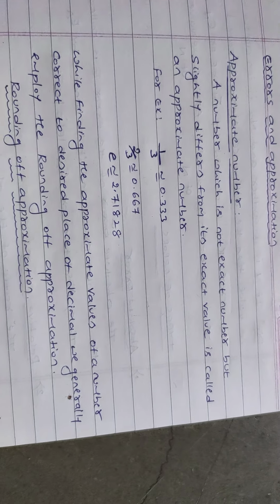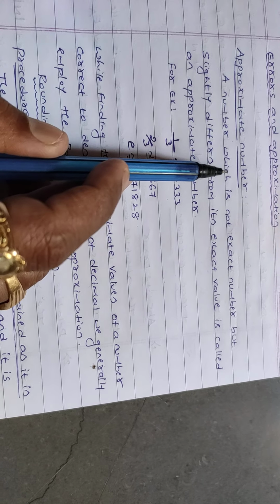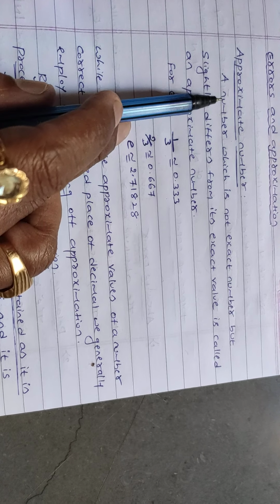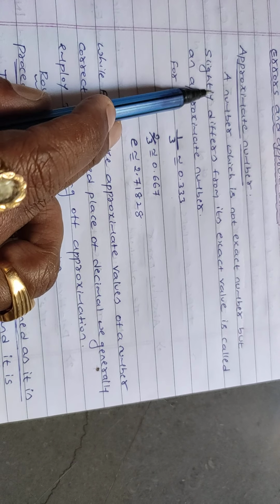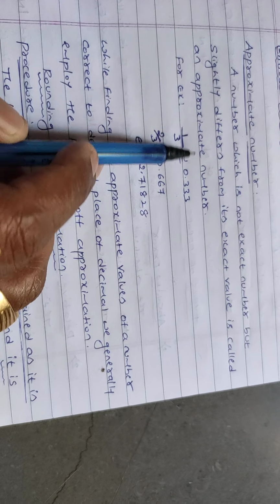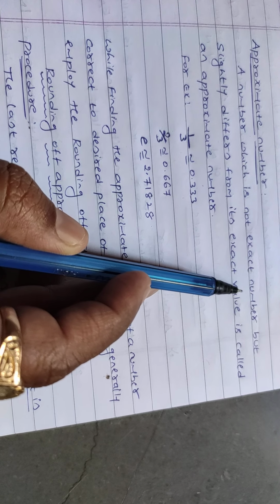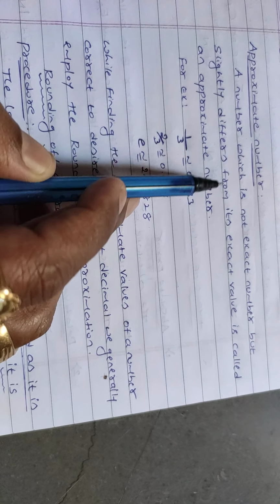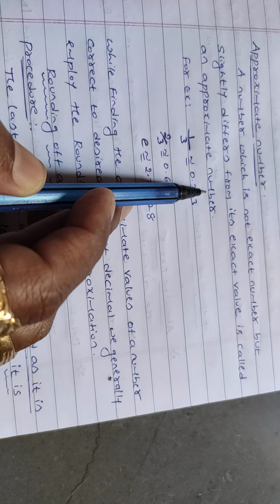Today we discuss the concept of errors and approximation. First let us see some of the definitions. Approximate number. A number which is not an exact number but slightly differs from its exact value is called an approximate number.